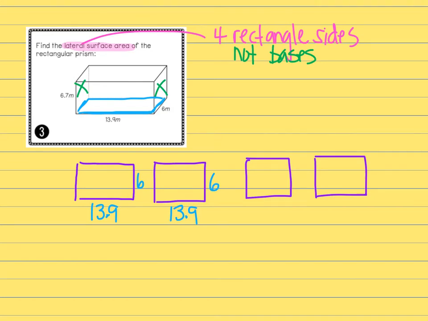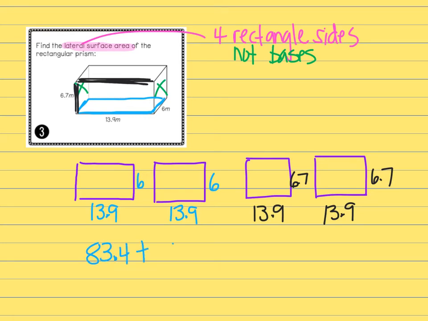Now the other rectangle that I need to find would be this one on the front. And it's going this direction. So I would use the numbers 6.7. And then this one also matches up with 13.9. So I need to write those numbers down. Still 13.9 again, but this time the side number is 6.7. 13.9 and 6.7. The first 2 rectangles, when you multiply 13.9 times 6, is 83.4.